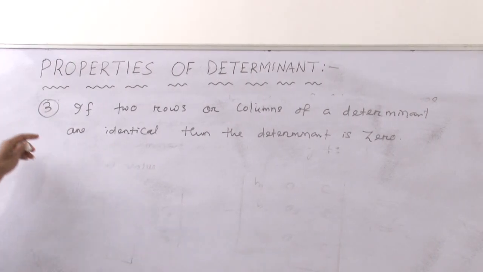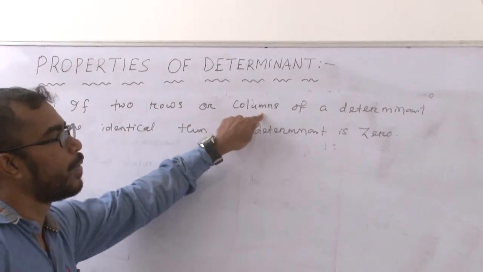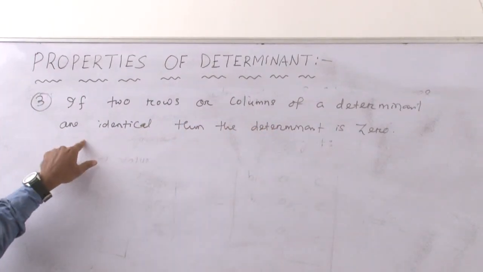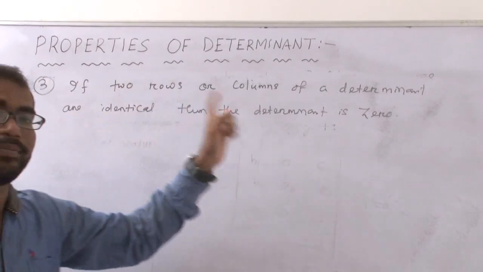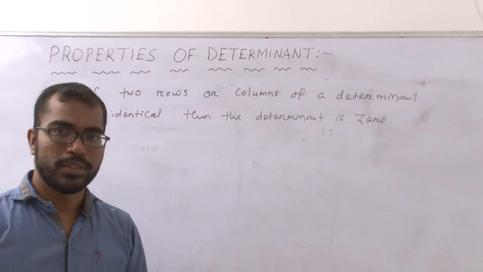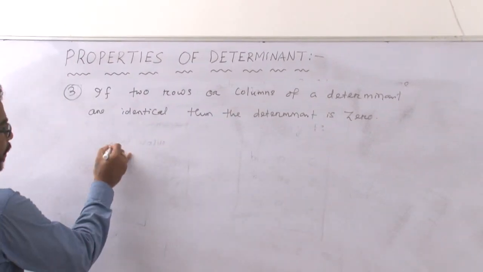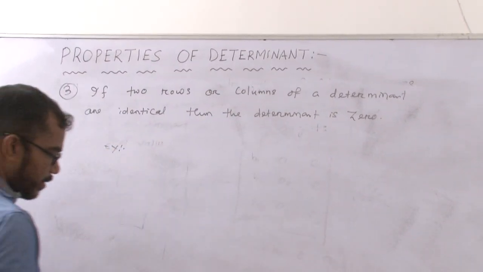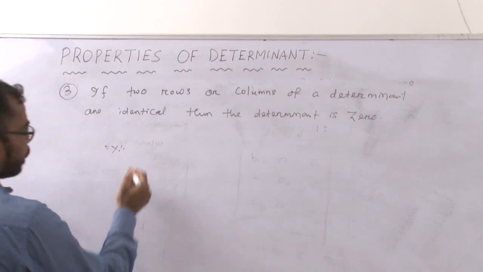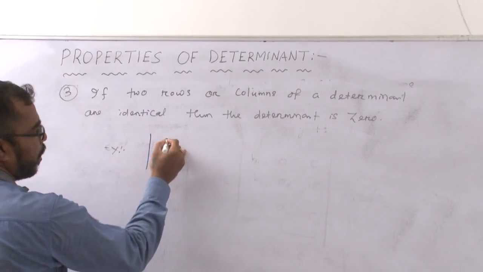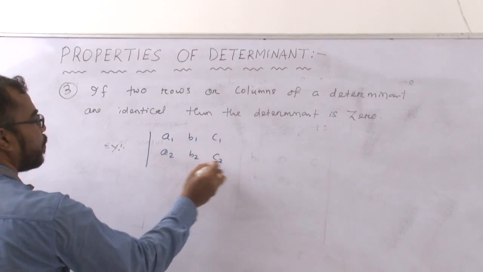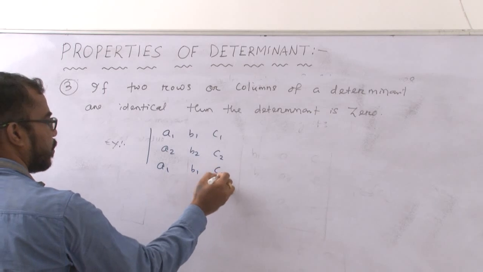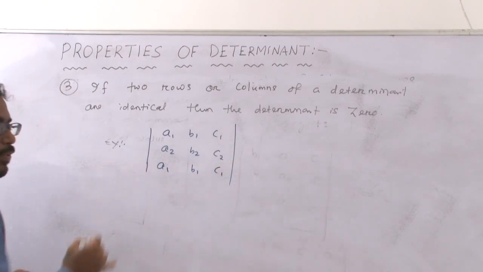That means, according to property 3, if two rows or any two columns of a determinant are identical, then the determinant is 0. So, we take examples here. Suppose A1, B1, C1, A2, B2, C2, and A1, B1, C1.